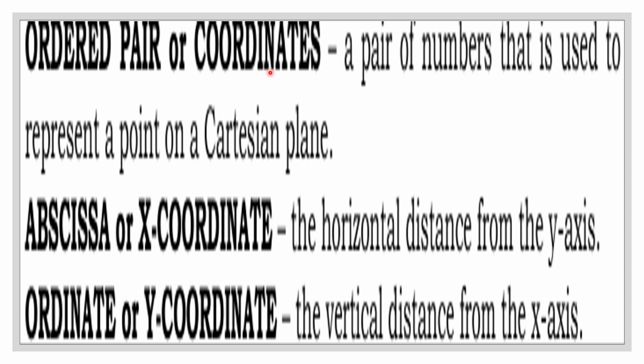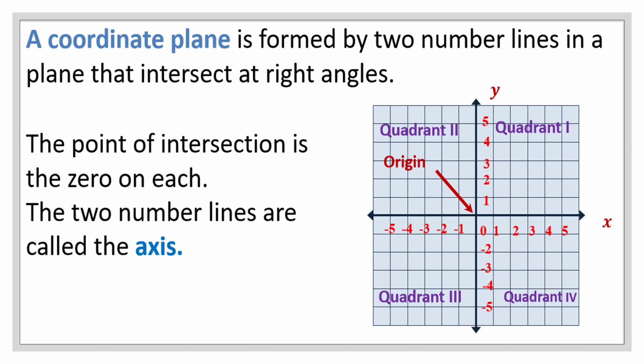An ordered pair, or coordinates, is a pair of numbers that is used to represent a point on a Cartesian plane. The abscissa, or x-coordinate, is the horizontal distance from the y-axis. The ordinate, or y-coordinate, is the vertical distance from the x-axis.